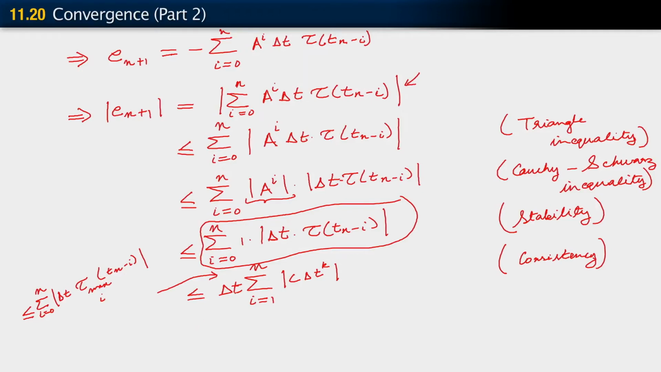Now, what do we get here? We have delta t times a sum, where the sum goes from 0 to n. We have delta t times a sum of n plus 1 steps, because i is going from 0 to n, of that quantity c delta t to the power k. We can very well say that it is just like multiplying delta t essentially n plus 1 times. So this thing is less than or equal to t at n plus 1 times c delta t to the power k, just summing over those n plus 1 steps.